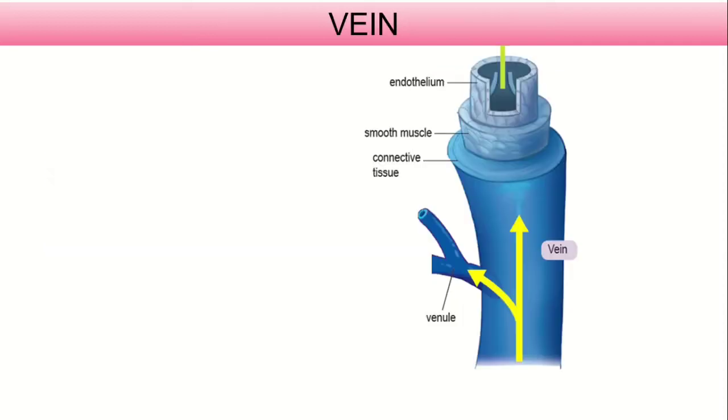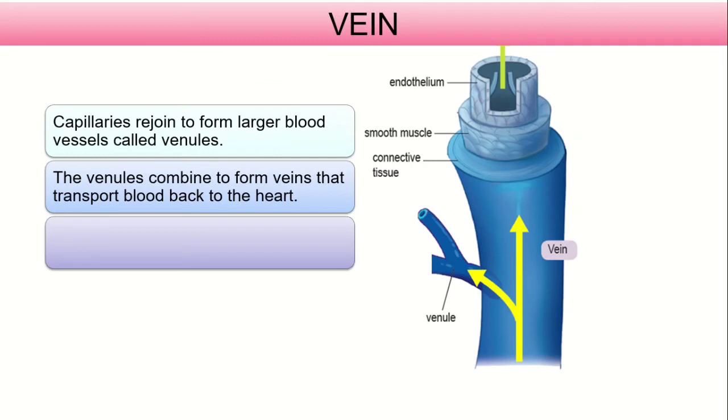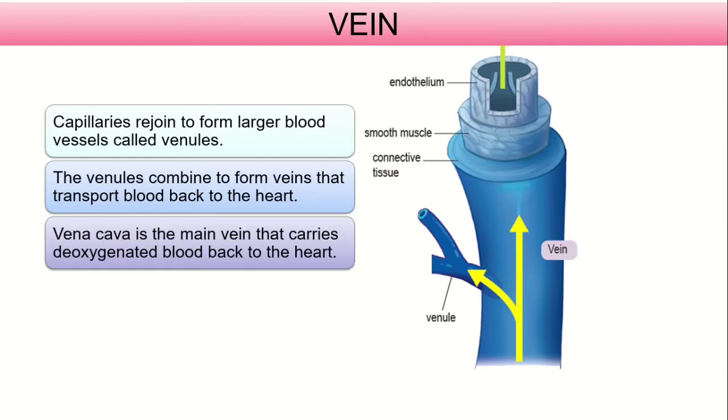This is the structure of a vein. Capillaries rejoin to form larger blood vessels called venules. The venules combine to form veins that transport blood back to the heart. The vena cava is the main vein that carries deoxygenated blood back to the heart.